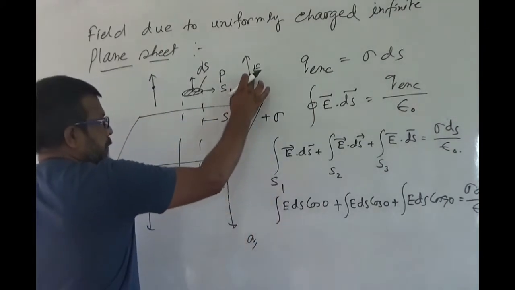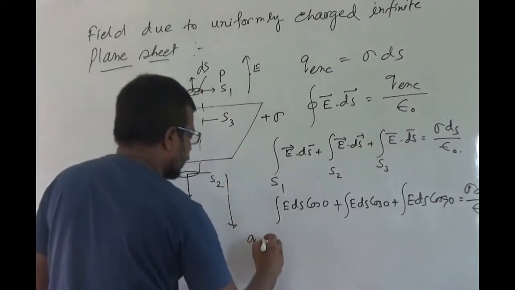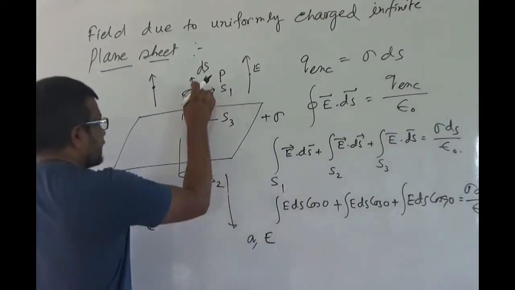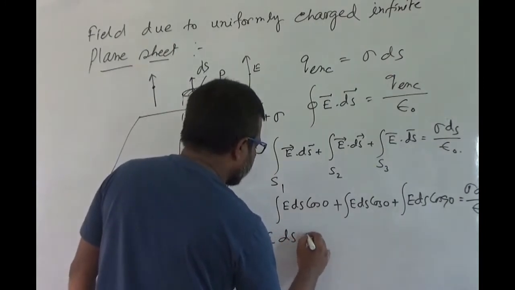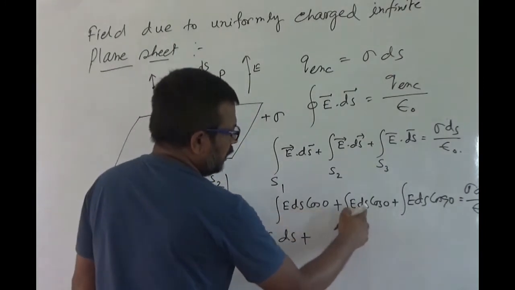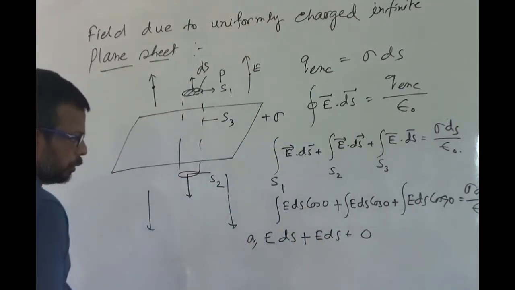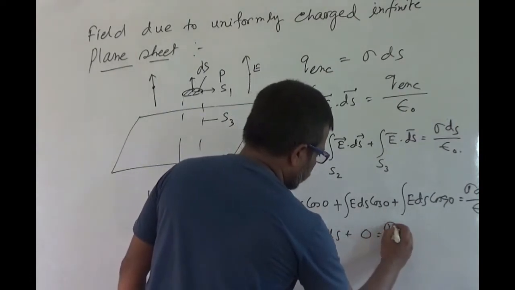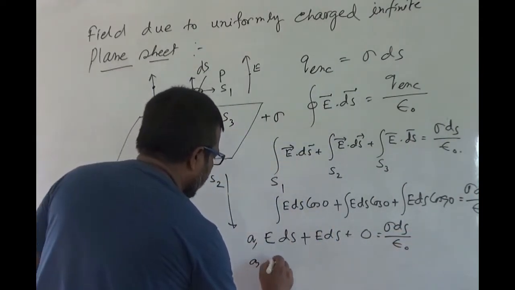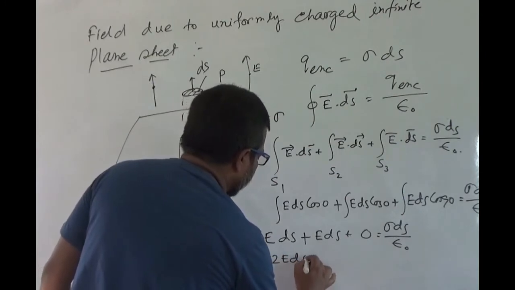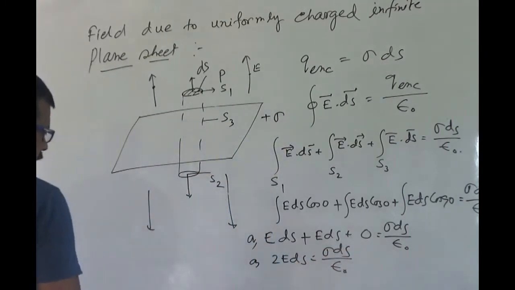E is the same everywhere, therefore E comes out of the integration. The total surface area is ds, so E ds cos 0, where cos 0 is 1. Here also E ds, and cos 90 is equal to 0. This equals sigma ds by epsilon naught. Or you can write 2E ds is equal to sigma ds by epsilon naught.